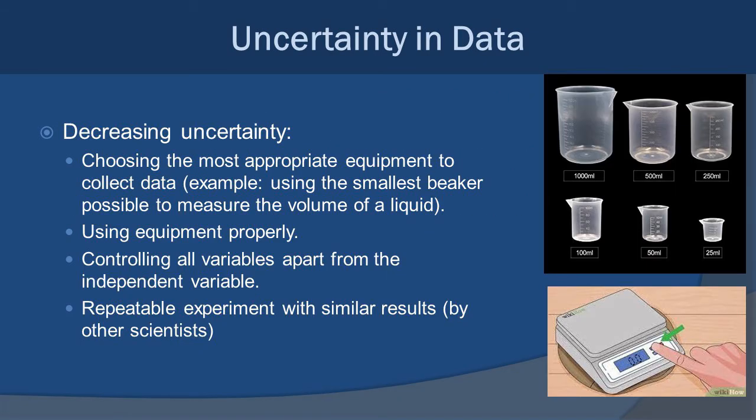Now that we've talked about all this uncertainty, how do we decrease the uncertainty? Well, one thing you can do is choose the most appropriate equipment to collect the data that you need to collect. For example, using the smallest beaker possible to measure the volume of a liquid. Using the equipment properly, making sure, for example, you balance or calibrate the scale before you use it, zero balance, that kind of thing. Controlling all the variables apart from the independent variable, making sure there's no variables doing something you don't know about. And of course, repetition. Repeat that experiment with similar results by other scientists. That's a really key thing.